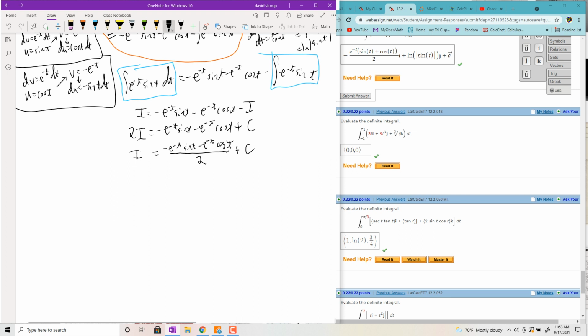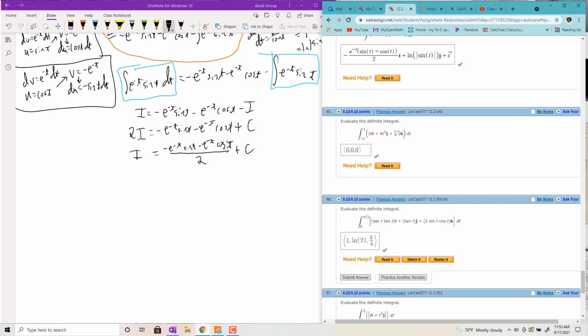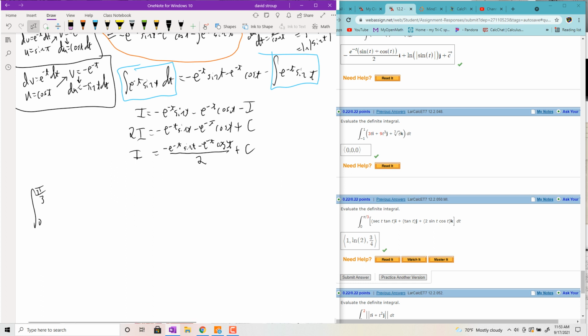Let's take a look at one of the definite integral problems. 0 to pi over 3. This is problem, I don't know, number 16, of secant t tan t, and then 2 sine t cosine t dt, right? So for these, you are evaluating each component on those limits of the integral there.